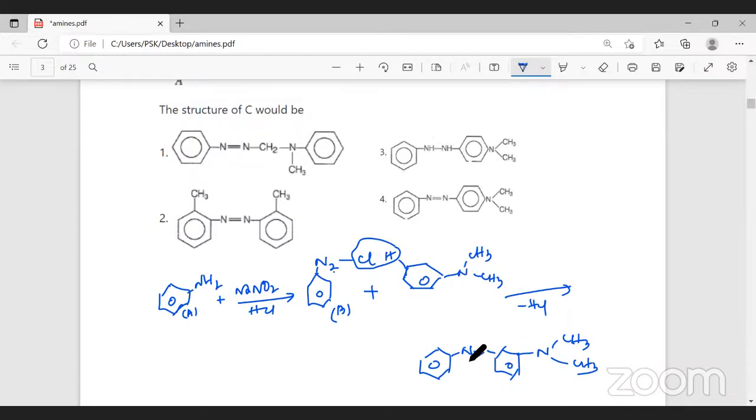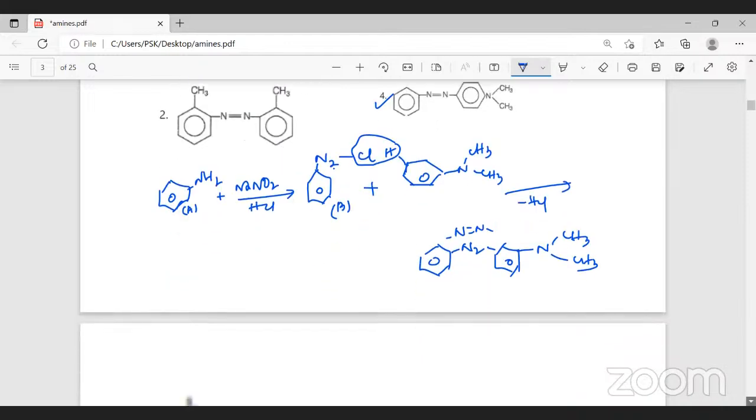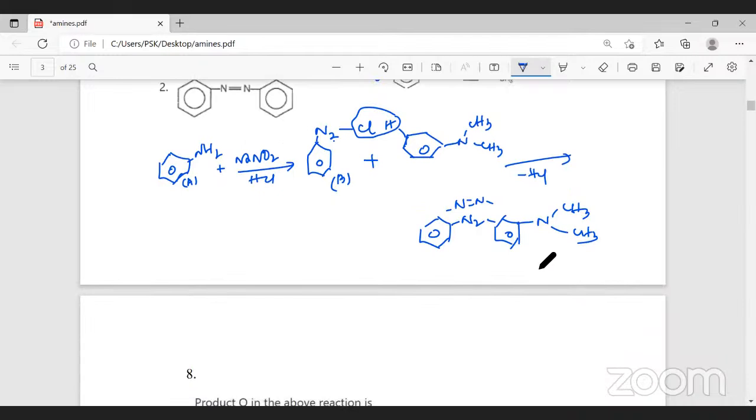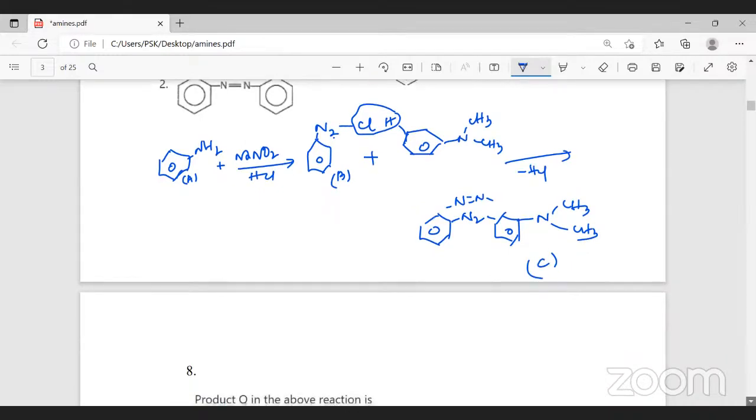fourth option. You can see this N2, you can write as N double bond N also like this. So the answer for this question is option 4. The product formed is option 4. This is C. The next question.